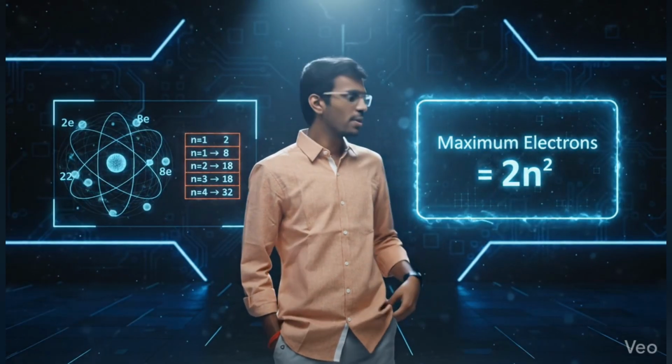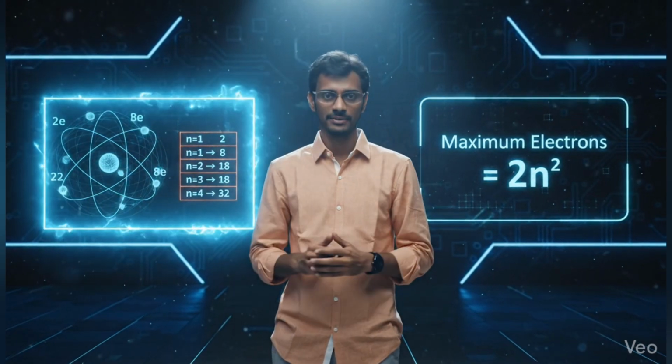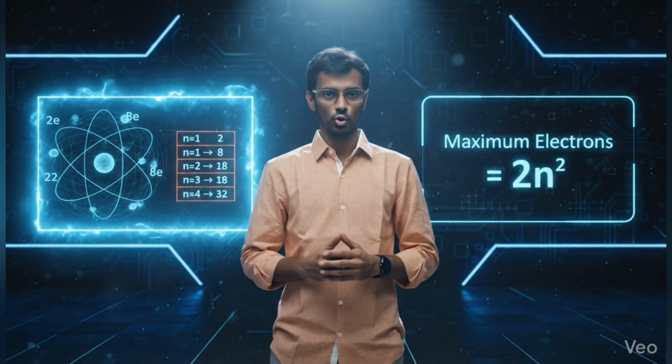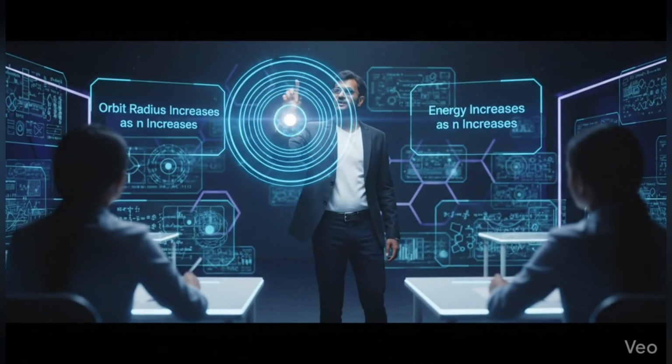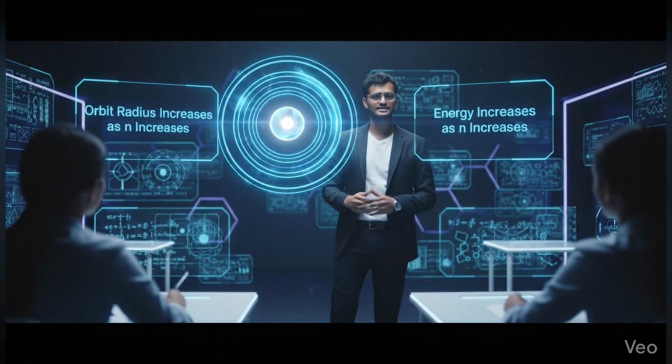The maximum number of electrons that can occupy a shell is given by the formula 2n squared. For n equals 1, the shell holds 2 electrons. Notice how the orbit radius increases as n increases. This directly correlates with the rise in energy shown here.